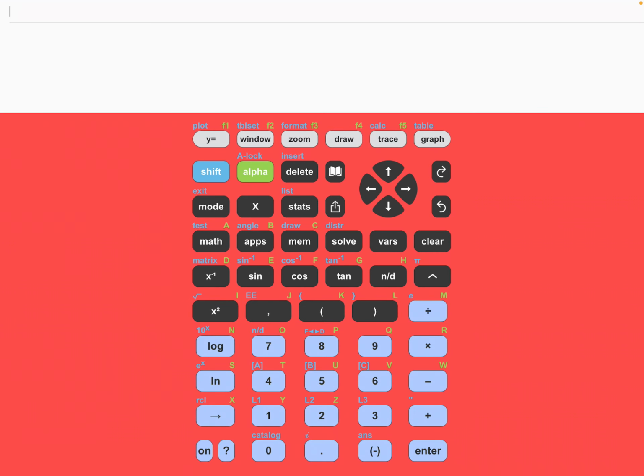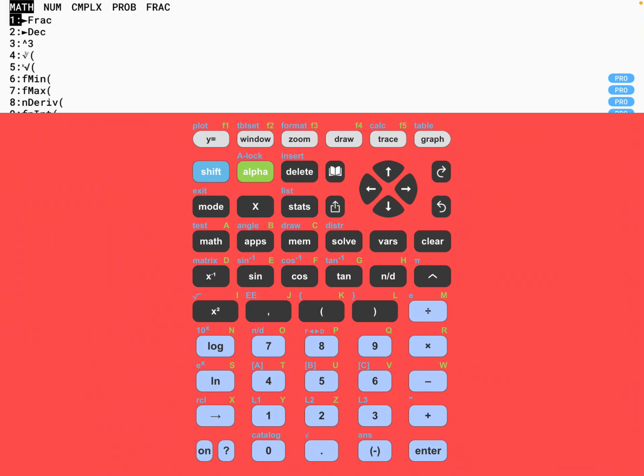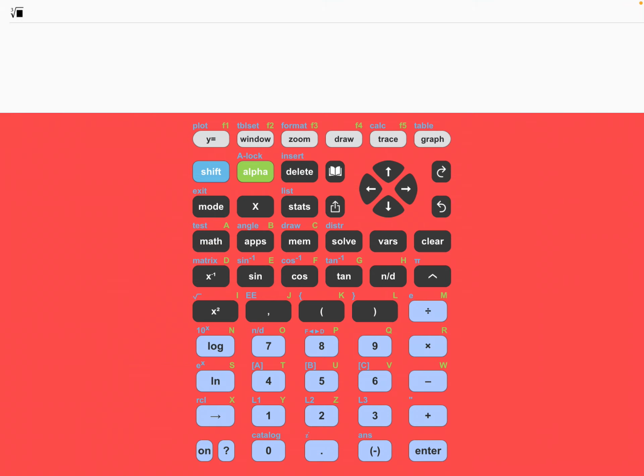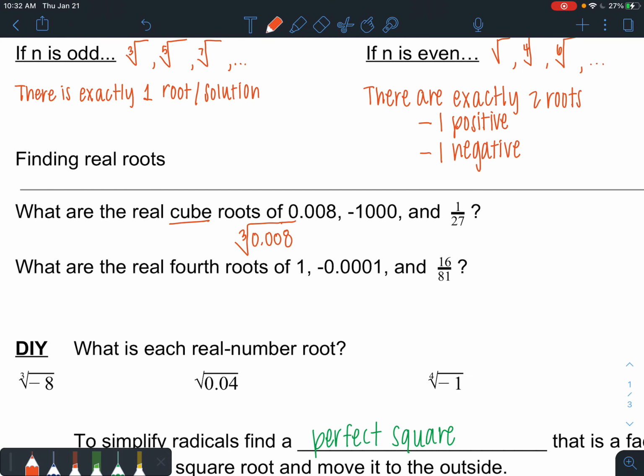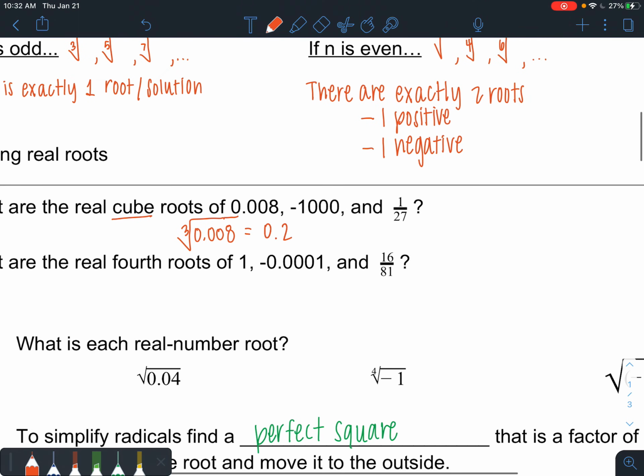Okay, so we're going to do Shift, and then, actually, you know what? If I go to math, and then I'm going to go to the fourth one down, that's cube root of 0.008. Enter, and that gives me 0.2. Okay, so on your calculator, it's going to have like an x square root. And so what you'll type in is you'll type in a number. So we'll do this next one here.